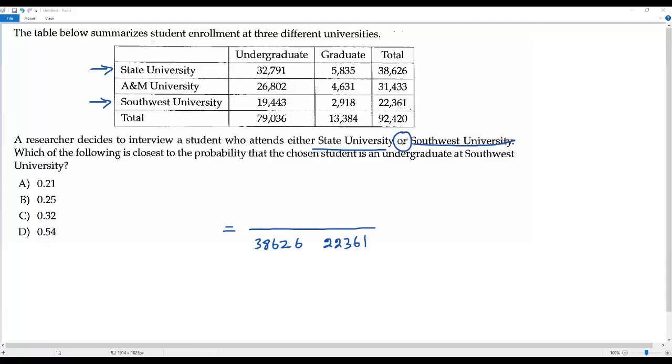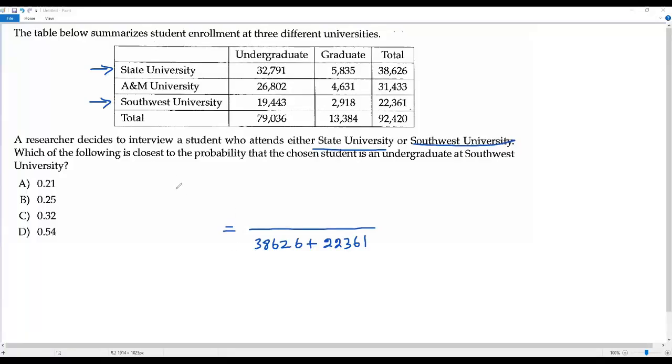So here between State University and Southwest University, we have the word "or". According to the fundamental principle of counting, whenever we have the word "or", it represents addition. So we have to add these two totals, the total for State University and the total for Southwest University, because we have the word "or" between them. So actually the researcher selects a student in one of these two categories, so the total connected to that has to be written in the denominator to answer this kind of probability question.